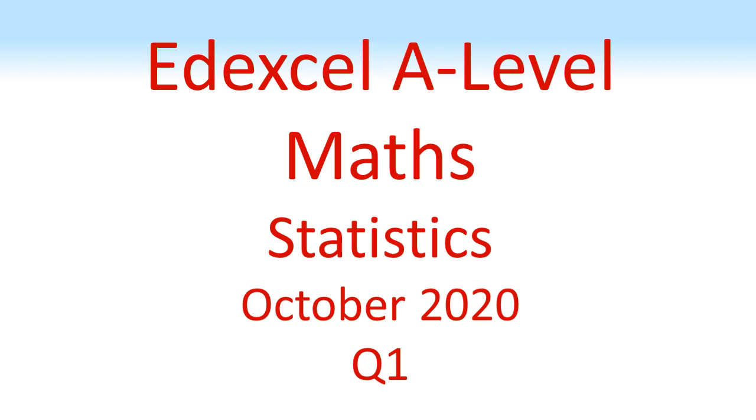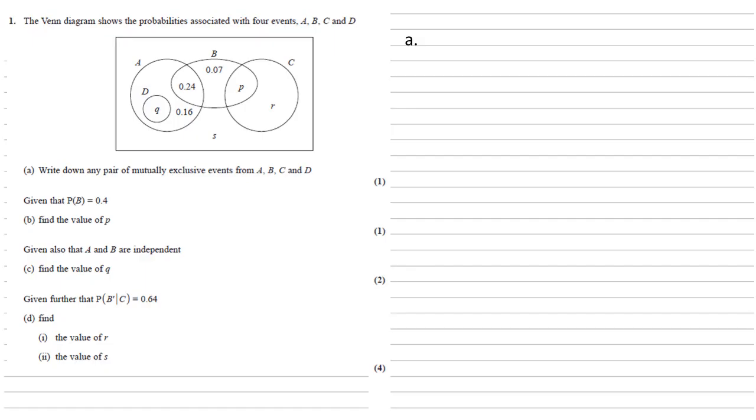Edexcel A-Level Maths, Statistics, October 2020, Question 1. Our Venn diagram shows the probabilities associated with 4 events, A, B, C and D.